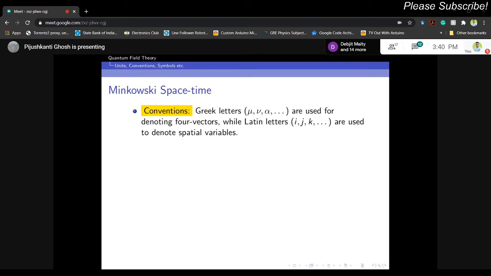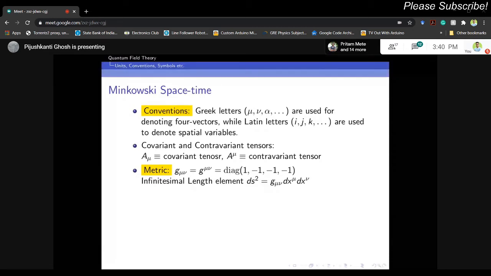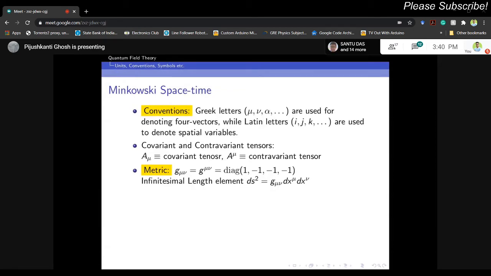For example, if I take a 4 vector, say a mu, so it has 4 components: time component, spatial components. When I am writing in terms of mu, that means mu can take values 0, 1, 2, 3. This is the 4 vector. But if you want to separate out spatial values A1, A2, A3, then I can write it as A i. A i will imply that i takes values from 1 to 3, because it only talks about spatial variable.